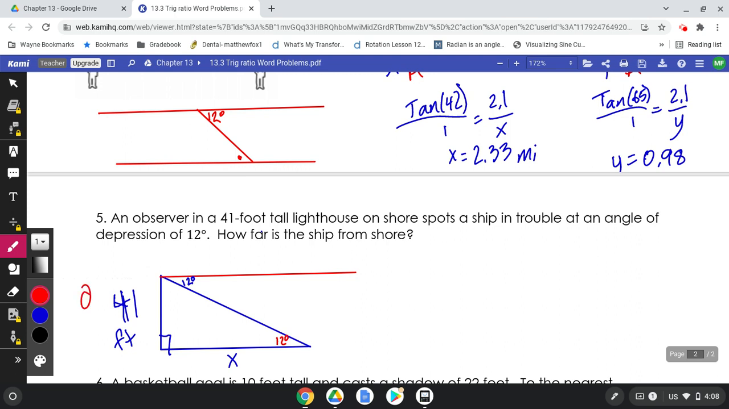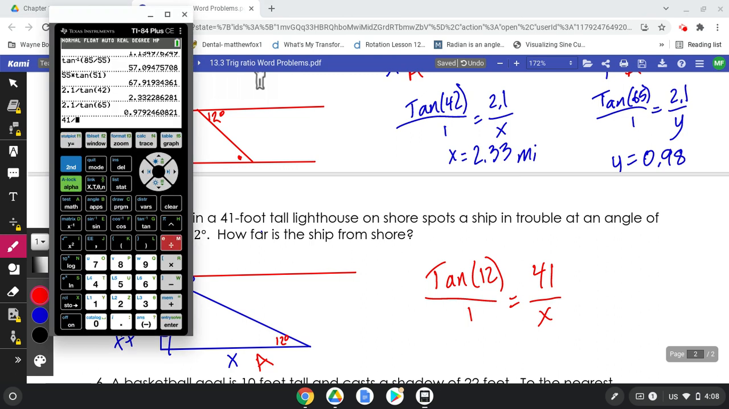At this point, I know 41 is O, x is A. I'm going to solve using tangent. So the tangent of 12 divided by 1 equals O over A. So 41 over x. We will divide in this case. So we will do 41 divided by the tangent of 12. Close the parenthesis, hit enter. And we will get x equals 192.9 feet.